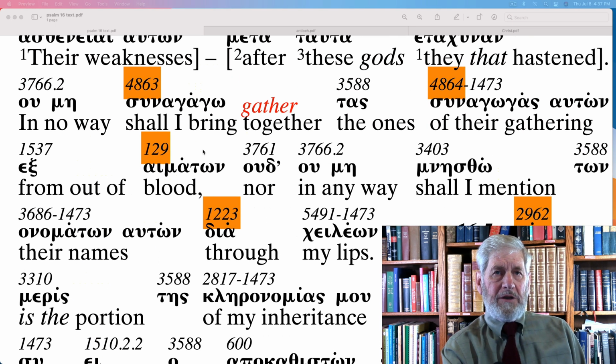nor in any way shall I mention their names through my lips. Now, David did violent things. He was a ruler and he fought, but apparently the difference between some people and their violence, if it's for God in the Old Testament, was different than if it was against Kyrios, against God. And David is basically showing that in no way shall I bring together.